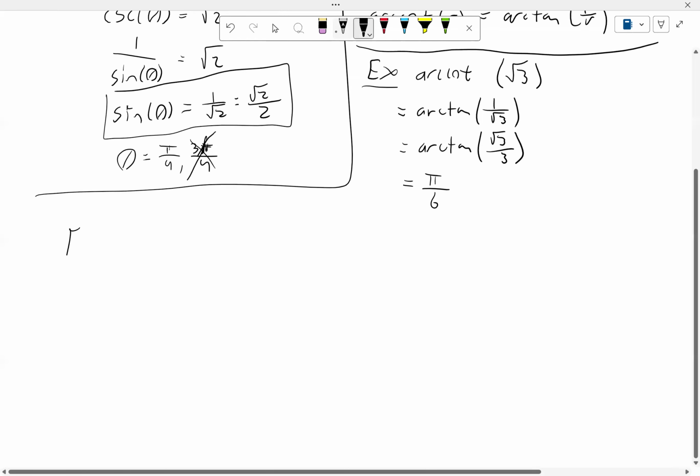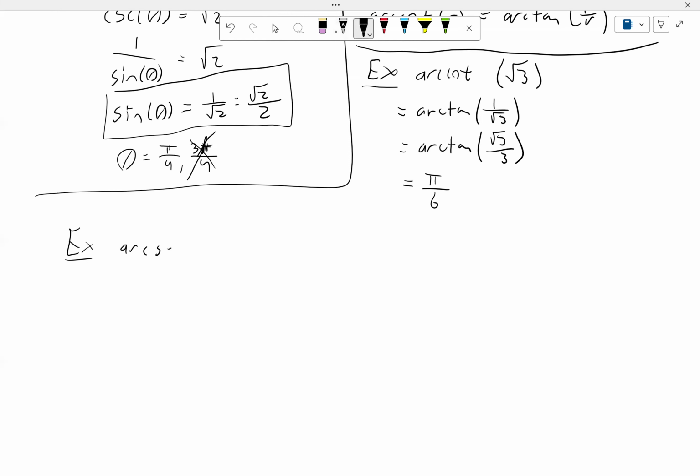So another quick example here. Let's suppose I wanted to do arcsecant of 1/2. Well, arcsecant of 1/2 would be the same thing as arccosine of 2. Take the reciprocal. But of course, arccosine of 2 is undefined. The domain of arccosine is -1 to +1. So arccosine of 2 is undefined, and then arcsecant of 1/2 is also undefined.